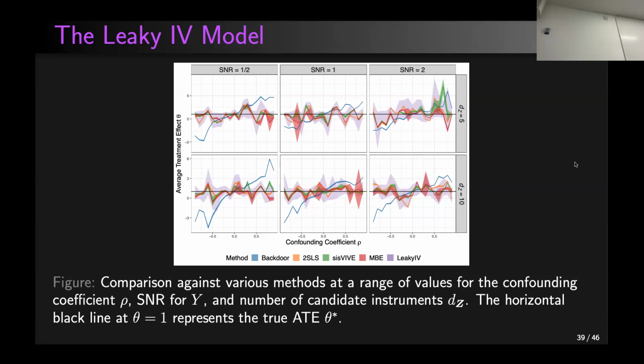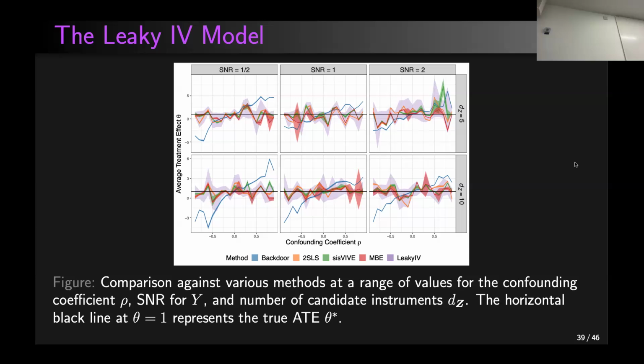What I want to highlight here is that the true causal effect in all these experimental settings is 1. That's what the horizontal line is. These are just different settings, as the signal to noise ratio increases, as our number of instruments varies, and then the confounding coefficient on the x-axis. What I want to highlight is the purple range, our leakyIV bounds, always contain the true parameter, always, in every single setting.